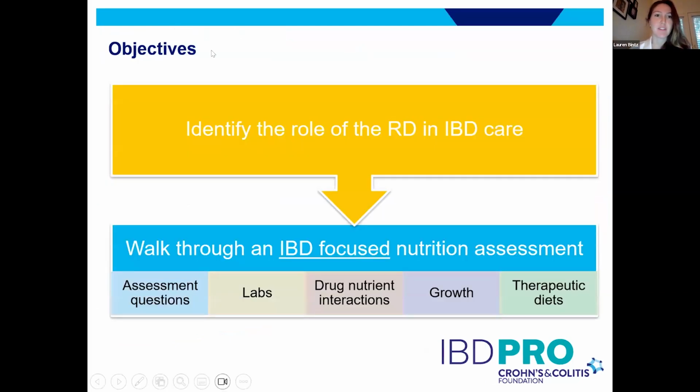And so the objectives for this presentation are to first identify the role of the RD in IBD care, and then I wanted to walk through an IBD-focused nutrition assessment, talk about what that looks like, what dietitians do, but also what dietitians do when patients have IBD more specifically. And so I'll go through some assessment questions that I frequently ask, lab work that I'm looking at, drug-nutrient interactions that I take into consideration, touch on growth a bit, and then some of the therapeutic diets.